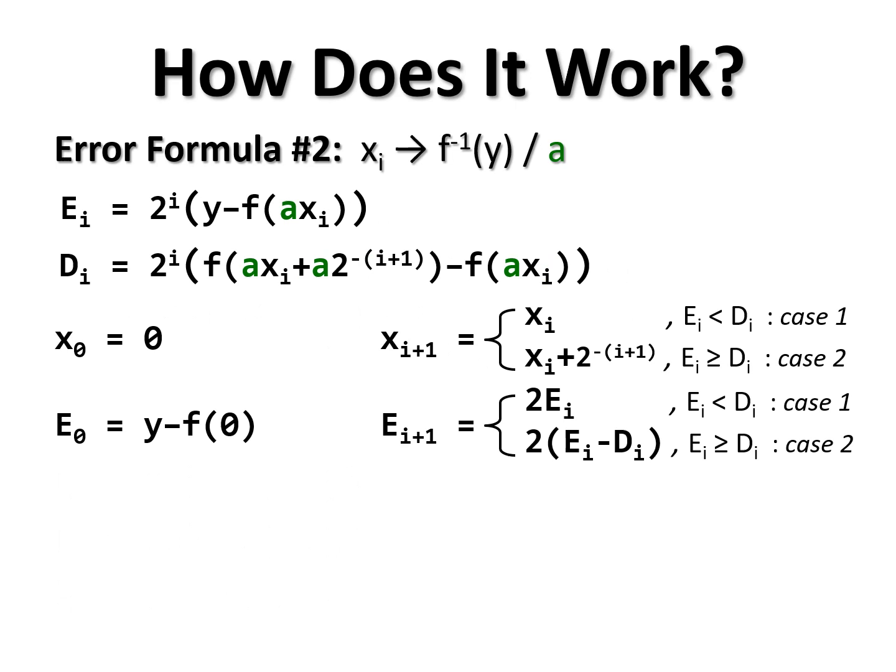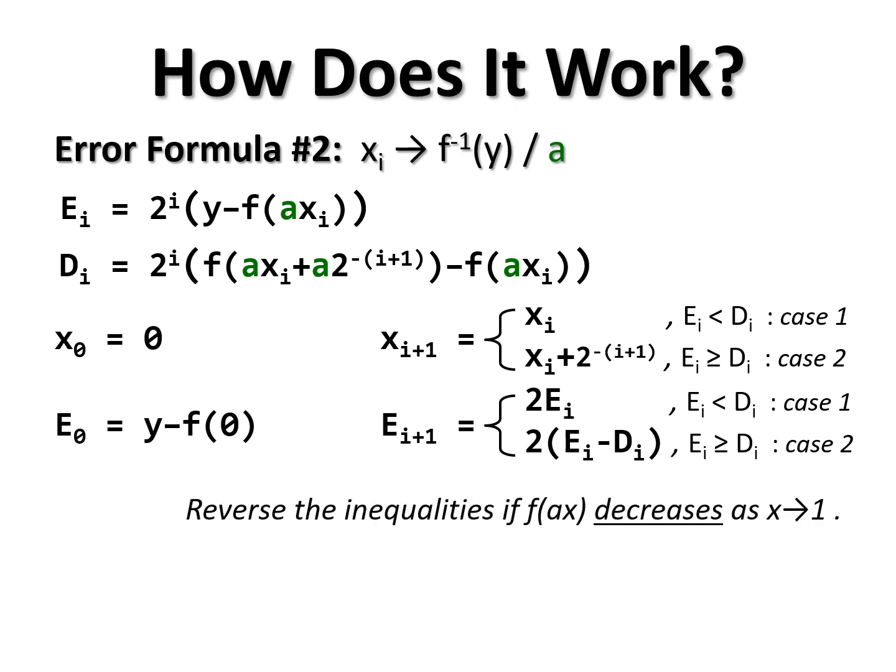Now it turns out that the recurrence relation for e is always the same here. For case 1, we double it. For case 2, we double its difference from d. If the function f decreases, then we reverse the inequality.